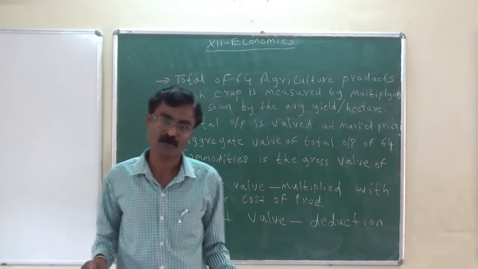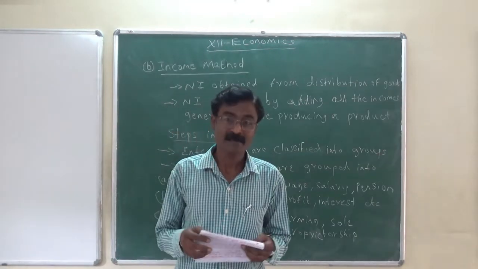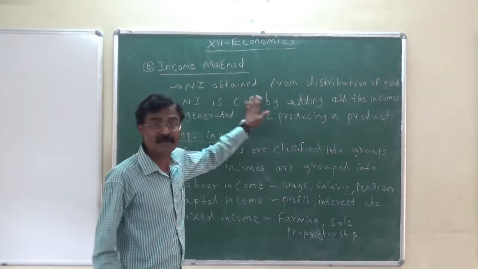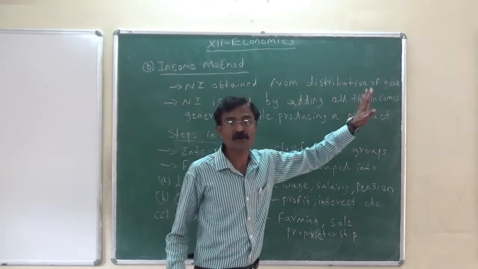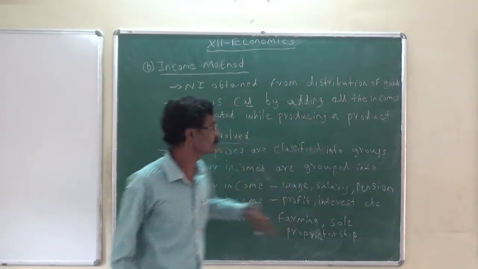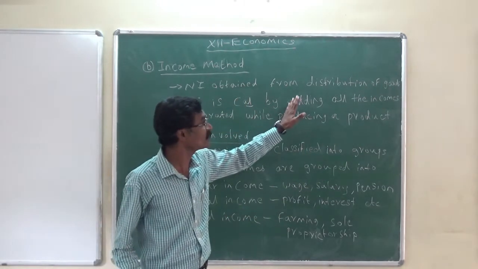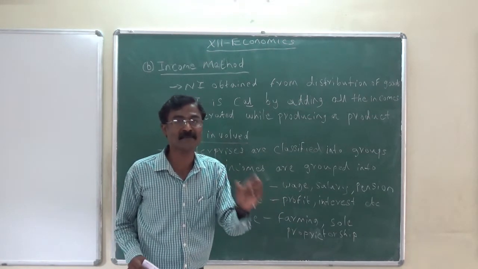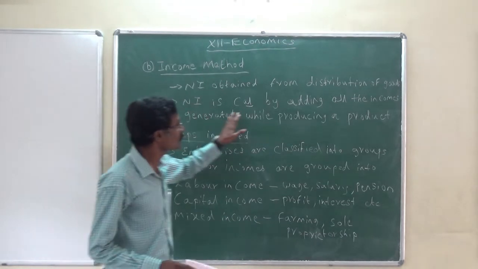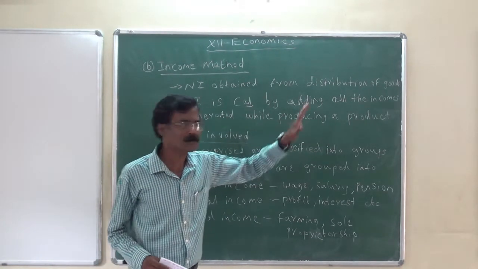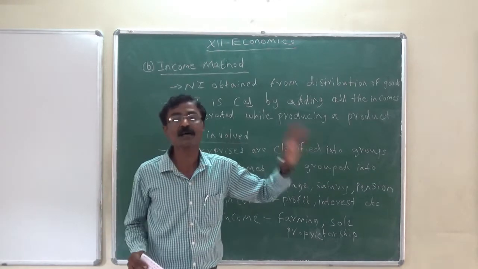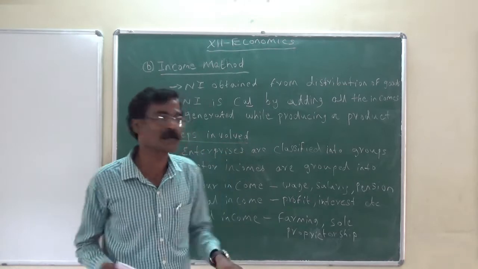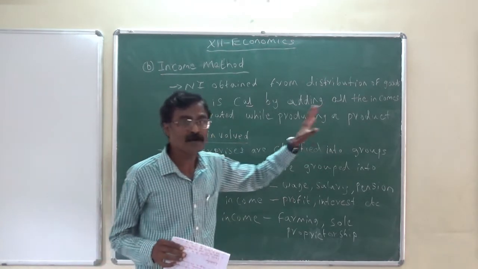Okay students, the next method is the income method. In the income method, the national income is obtained by distribution of goods to the consumers. Understood? The national income is obtained by distribution of the goods, and those goods are sold and then converted into money value. National income is calculated by adding up all the incomes generated while producing the product.